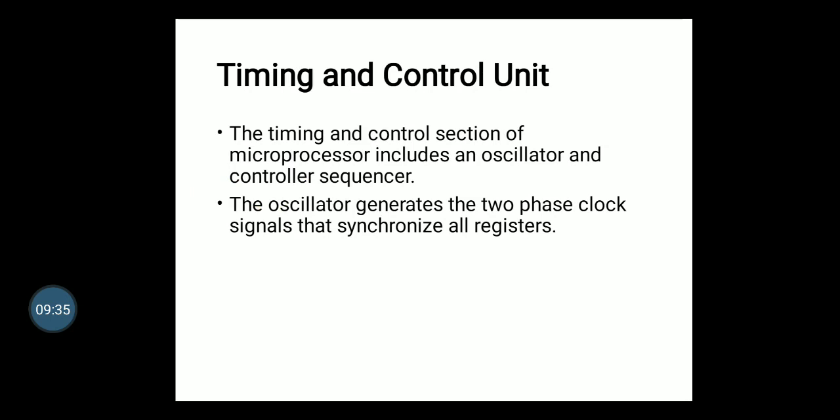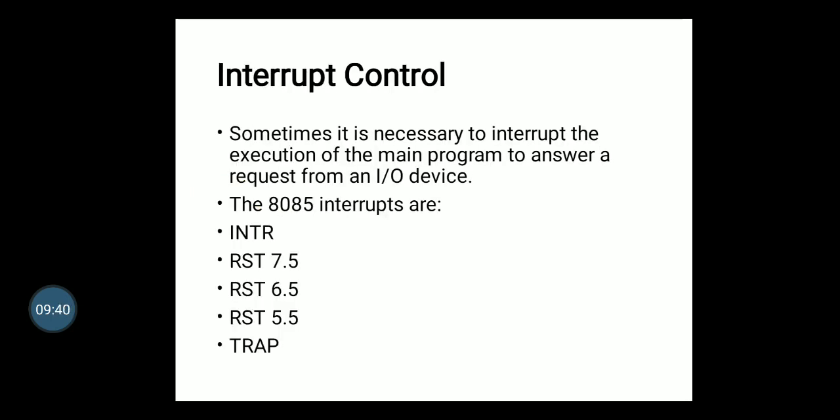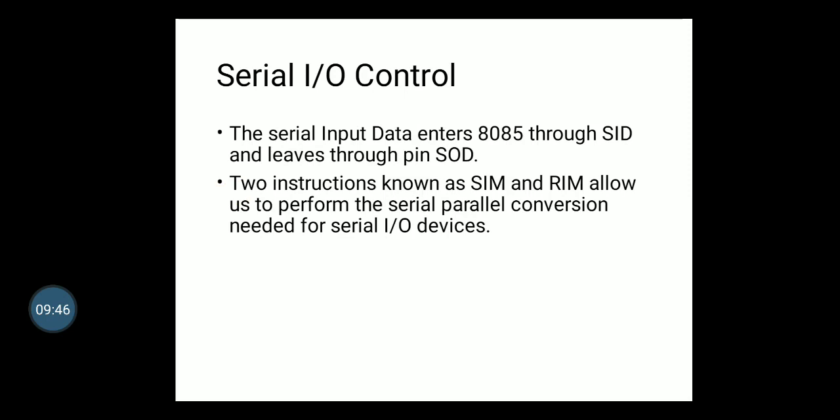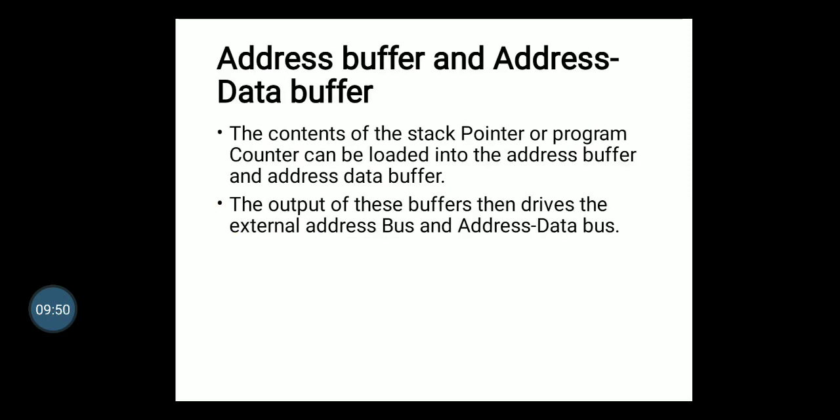Timing and control unit performs the timing and control operations. Interrupt, whenever there is an interrupt request from another source, there is interrupt control. Serial IO control, we have SIM and RIM operations here, and address and data buffer. So these are the buses for the addresses and data. So thank you.